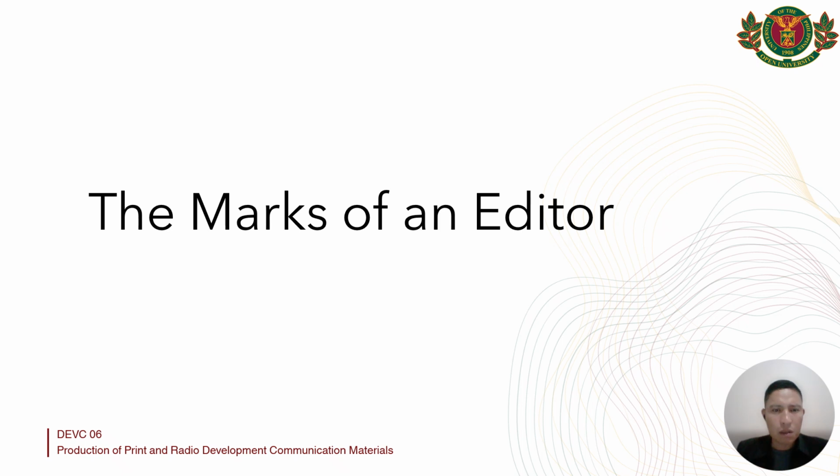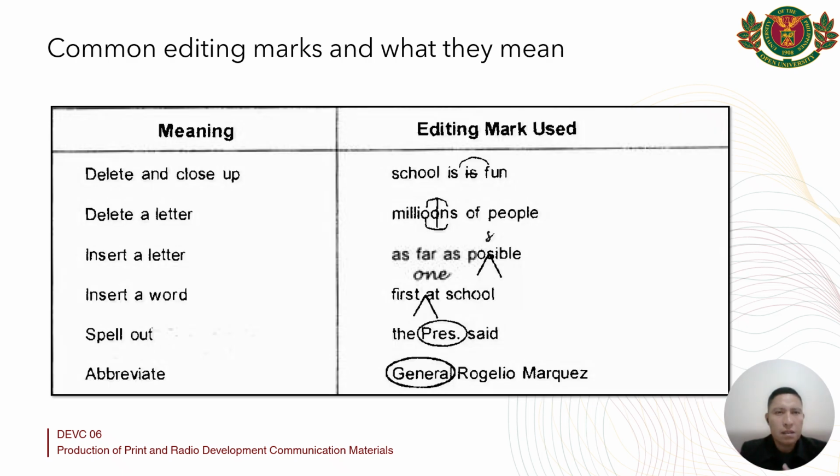In this topic, we will discuss the marks of an editor. These marks are used by an editor to show exactly what needs to be changed in a publication. These marks save time and avoid confusion between editor and writer. Let's take a look at the most common editing marks and what they mean. The examples shown are marks for deletion, insertion, to include, spell out, and abbreviate.